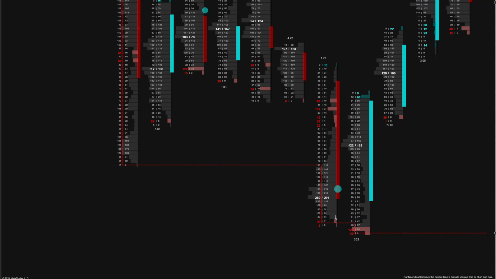This is something I look for at my levels that I give out every single day in the Discord. I want to see this kind of price action going on with a large participant coming into the markets. And so what I'll do from here is I'll go onto a smaller time frame chart, like a range chart, and I'll look at the price action there.